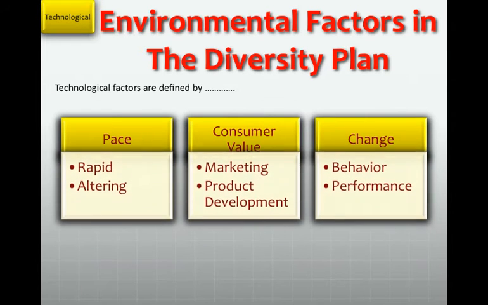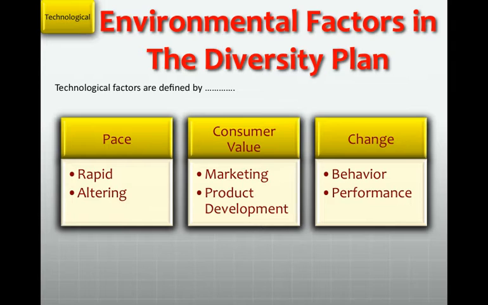We look at technology when we're building our diversity plan to know how fast the pace of technology is moving and how it alters things. And then what are the repercussions and the influences on consumers and their values? So how they're being marketed to and what products are being developed for them, as well as the change element. When we look at technology, it changes on a rapid basis. But from a diversity planning standpoint, one of the key differences here is that we look at how there is a change in consumer behavior, and what does that do for consumer performance? That's a different way to look at technology.